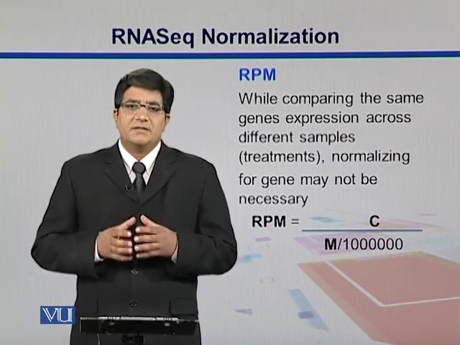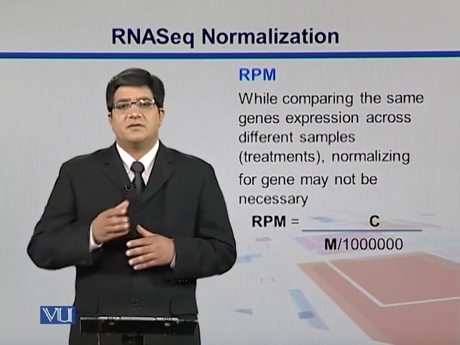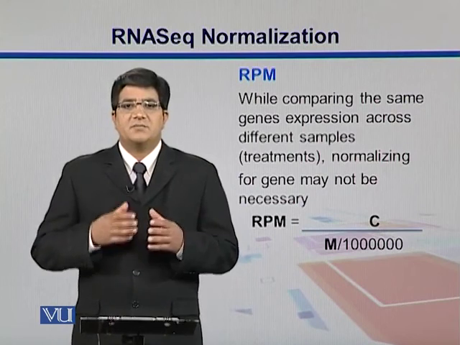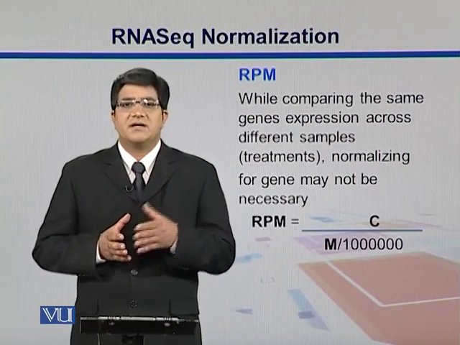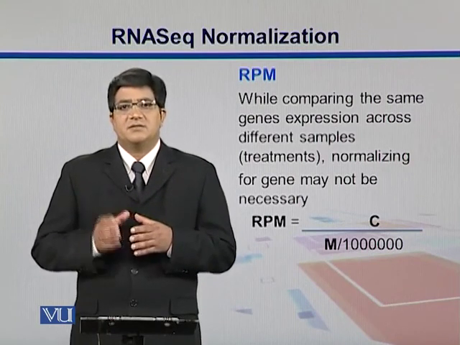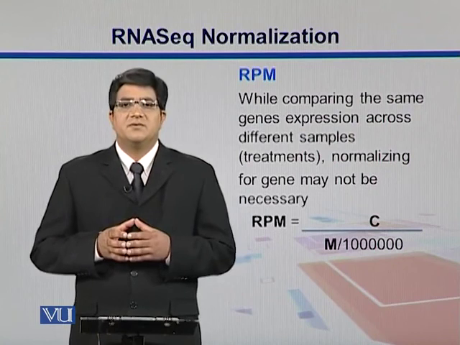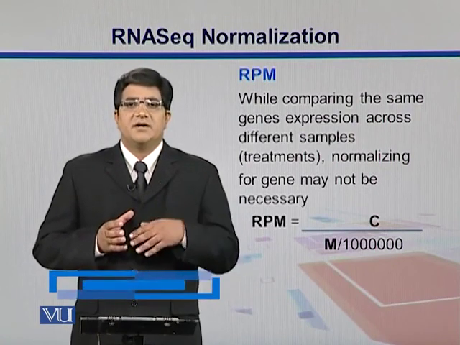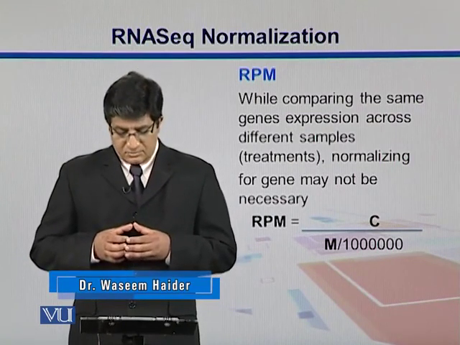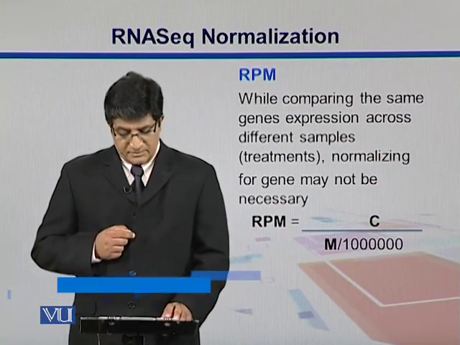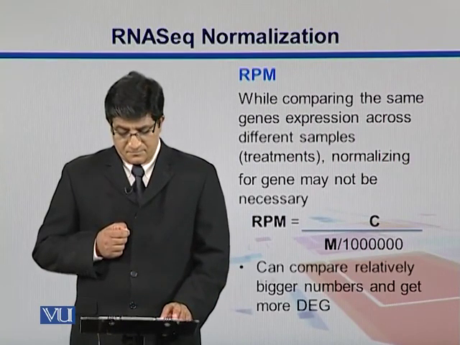So here some scientists are of the view that we should take this K out from this equation. We should not normalize for the gene lengths since we are comparing the same gene across different treatments, so it is unnecessarily reducing the number, or the count number will go small if we are using RPKM. So rather we should use RPM. So simply take the mapped reads and divide that by total million of the mapped reads. So that's why it becomes RPM. So that is count divided by M over 1 million, or we can simply rewrite it as C into 10 power 6 by M.